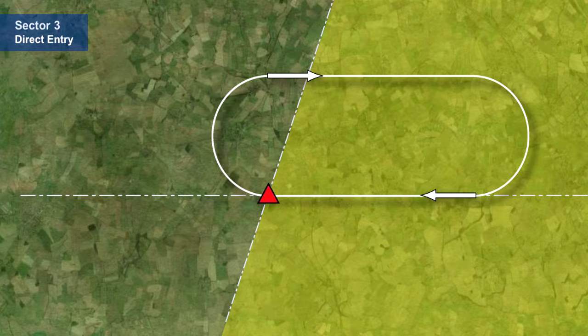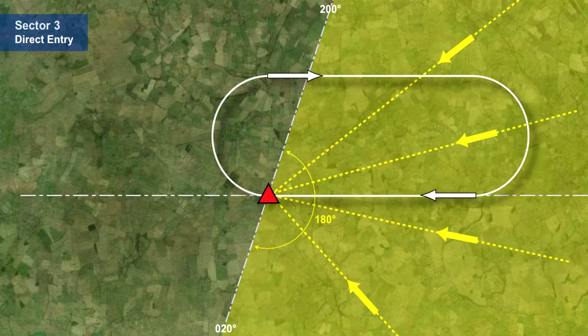The third entry procedure to examine is the direct entry procedure. This entry sector is an arc 180 degrees wide and covers the remaining area of approaches to the fix. Therefore, in the example on screen, all aircraft arriving with a heading from 200 degrees to 020 degrees will use the direct entry procedure. Upon reaching the fix, the pilot turns the aircraft to follow the normal holding pattern, rolling wings level on the outbound track of the hold.